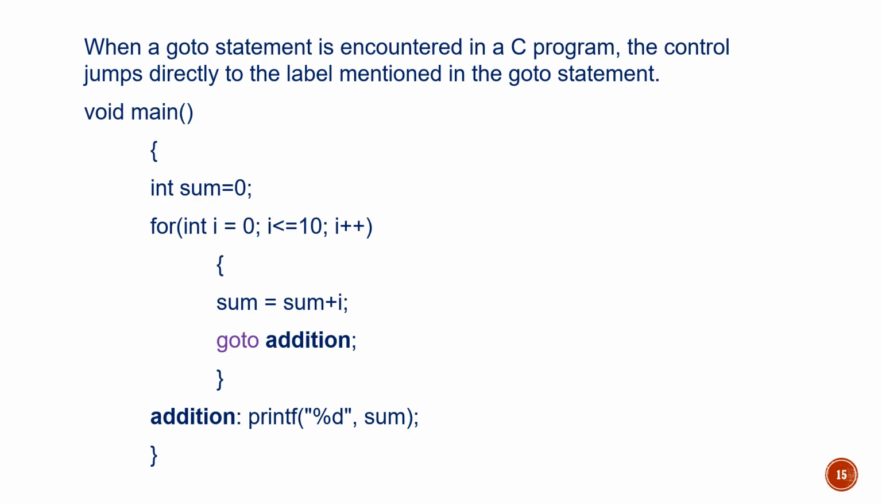Here we can see that the for loop will not be completed. The moment the goto statement is executed, we will come out of the for loop to the last line for printing the result, printf %d, sum.